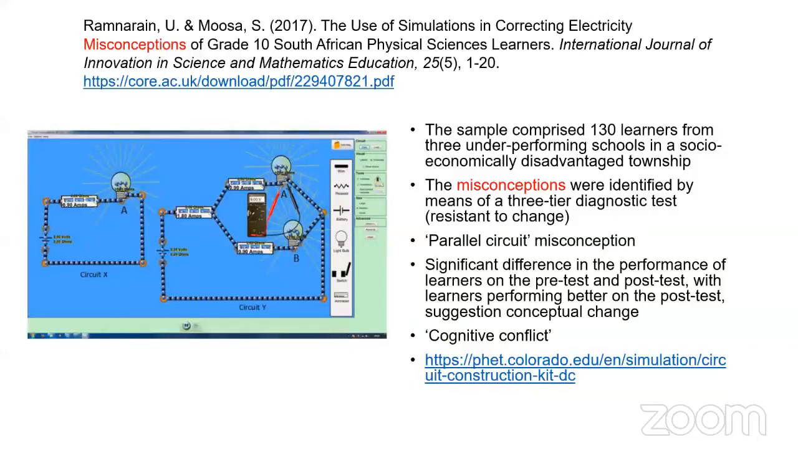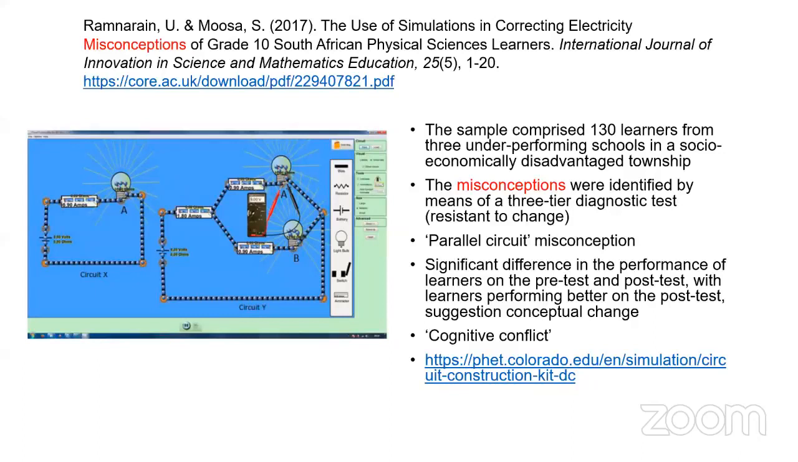The teacher firstly showed the learners how to construct the two circuits as we have there, circuit X and circuit Y on the simulation, and how to place these two circuits alongside each other. Thereafter, the teacher allowed the learners to run the simulation in order to observe the brightness of the light bulbs as more light bulbs were added in parallel. The learners also took note of the voltmeter reading.